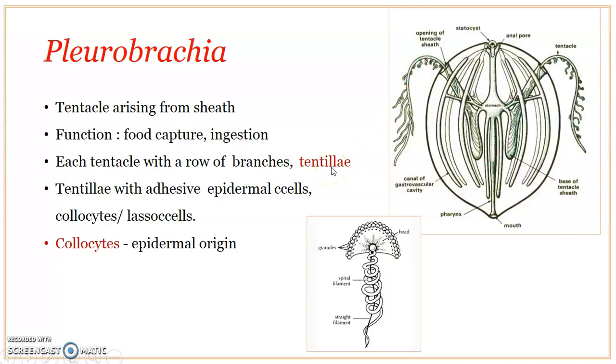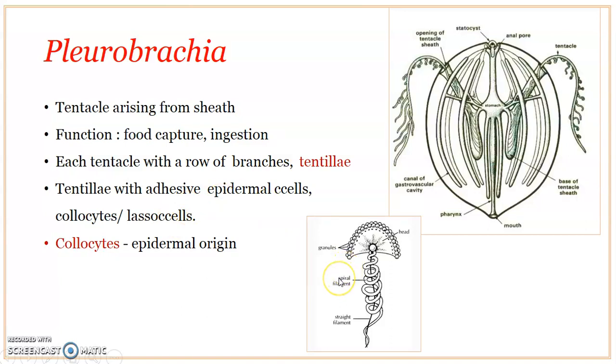tentillae. Each tentacle bears a row of branches, and these branches are referred to as tentillae. The tentillae, as well as the tentacles, are provided with epidermal cells which are adhesive in nature, and these epidermal cells are referred to as colocytes or lasso cells. With the help of these colocytes, the tentacles help in food capturing and ingestion. Now we can see what the colocyte is made up of.